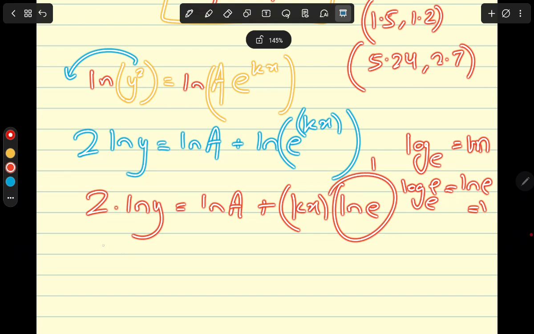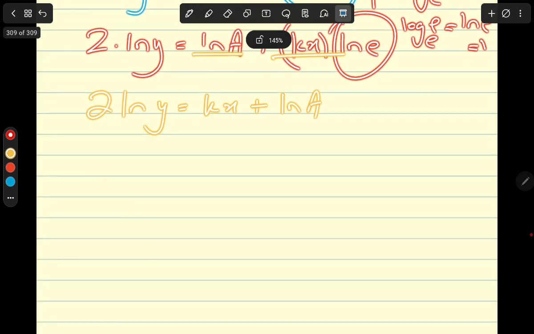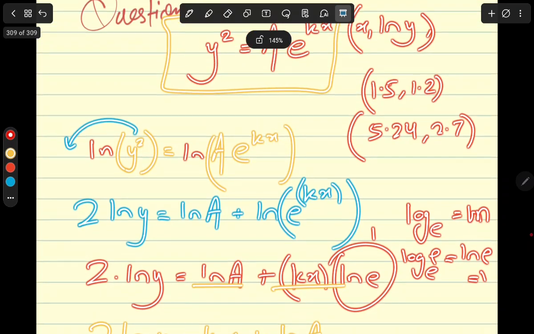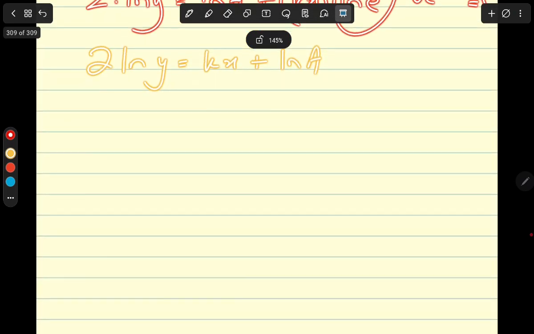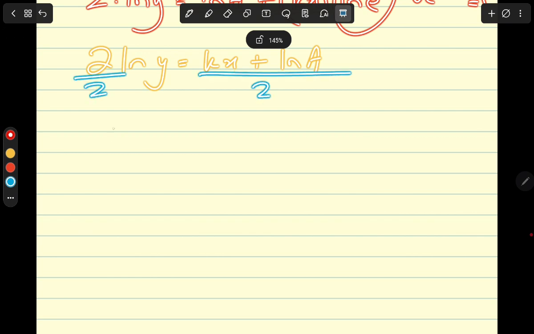So now what do I have? I have 2 times ln y is k times x. I'm writing this first, plus, and then this second, ln a. Now also see, because I am plotting ln y against x, I want to have just ln y on my left hand side. So I will divide both the sides by 2. So I get ln y equals k upon 2 x plus half ln a.